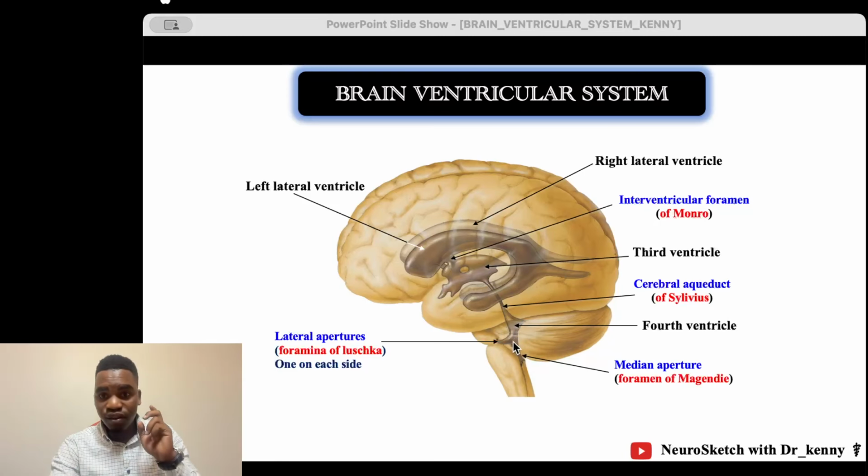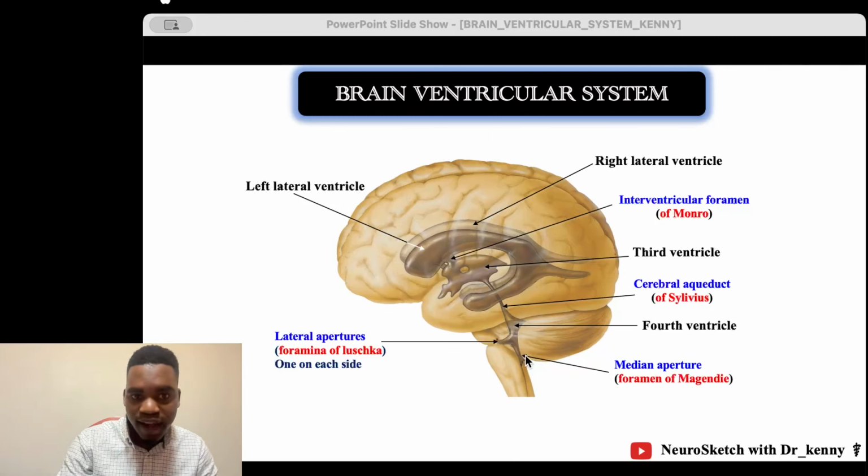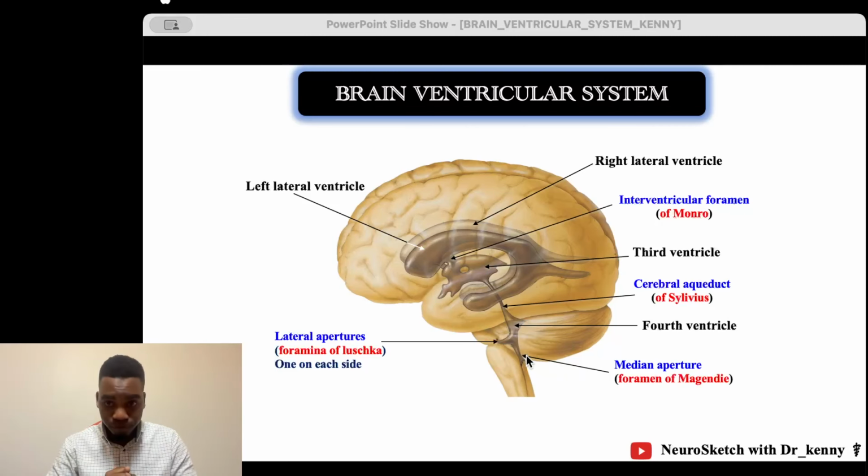Well, we have the apertures that will enable this cerebrospinal fluid to leave the ventricles. We have the apertures on the lateral surfaces, the lateral apertures, or the so-called foramen of Luschka. We have two foramina of Luschka, one on the left and one on the right. I will show you them soon in the next slide. And then we have the median aperture, behind the posterior, which is called the median aperture, or the foramen of Magendie.